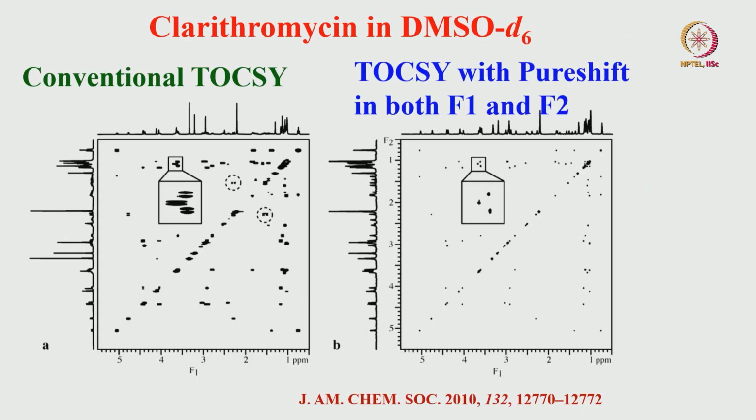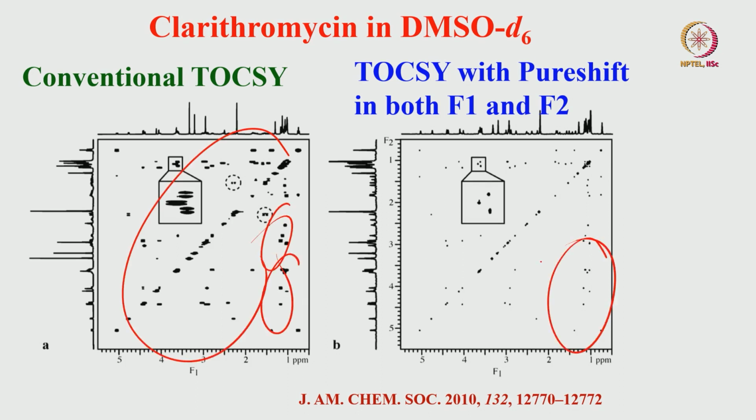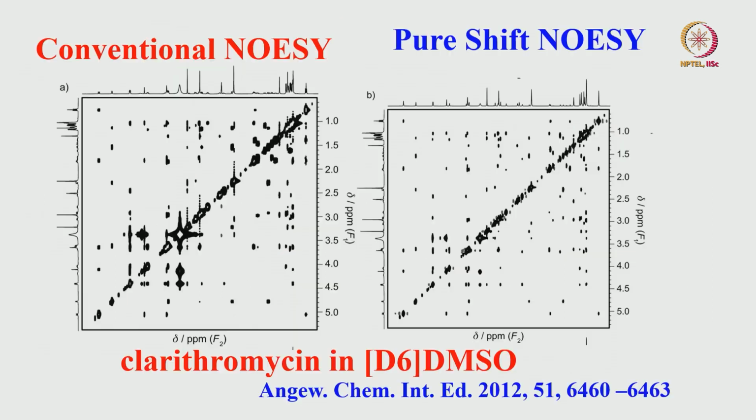Similarly, this is a conventional TOCSY. Look at the broadening of the peaks because of multiplicity pattern. You look at this, these are all TOCSY with pure shift in both the dimensions, double pure shift TOCSY. And this is pure shift NOESY, this is the conventional NOESY, this is a pure shift NOESY. Look at the sharpness of this signal. These are all work of our very famous people like Gareth Morris's group and other Manchester groups. They have been doing a lot of this type of experiments on pure shift.